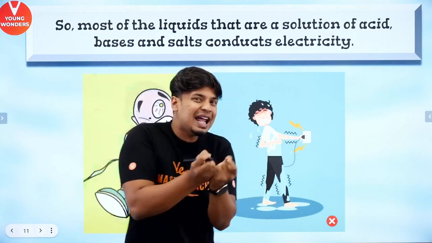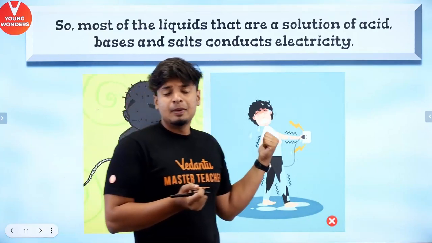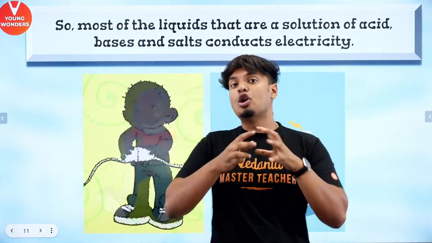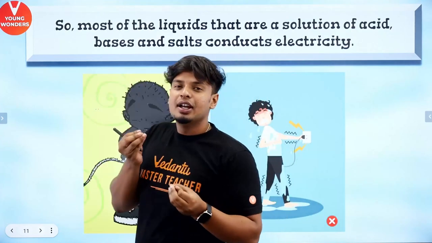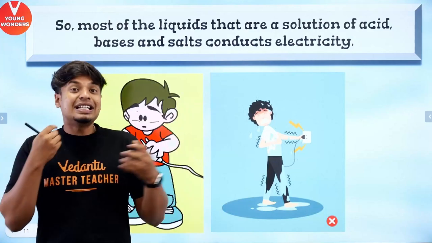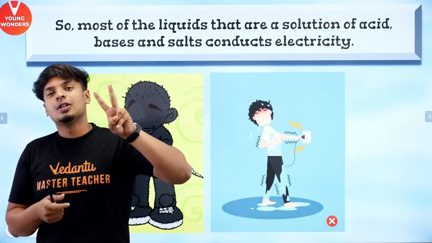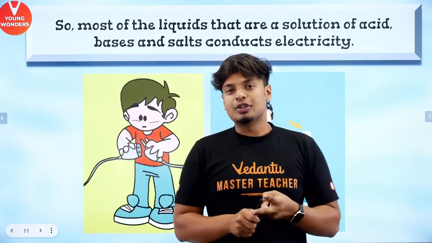So how can you detect this feeble current? We can't use a bulb like this, because a bulb like this requires a lot of current. So feeble current, weak current, can be detected by two methods. One, by using LEDs, light emitting diodes.